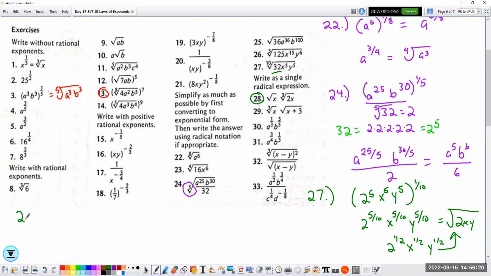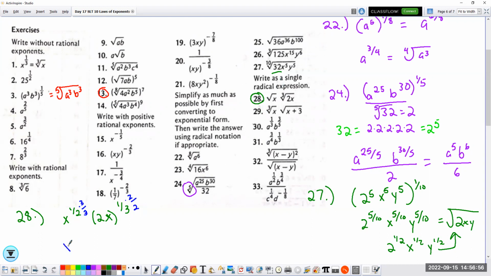says write as a single radical expression. So the square root of x, I can't, and the cube root of 2x, I can't multiply those together. So what I'm gonna do is make it x to the 1/2, y, and then 2x to the 1/3. And a single radical expression means they have to have common denominators. So I'm gonna think to myself, all right, 1/2, 1/3, the common denominator is 6.